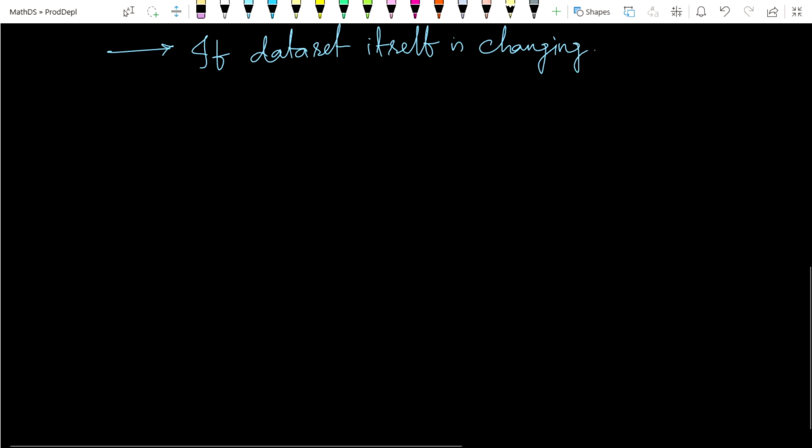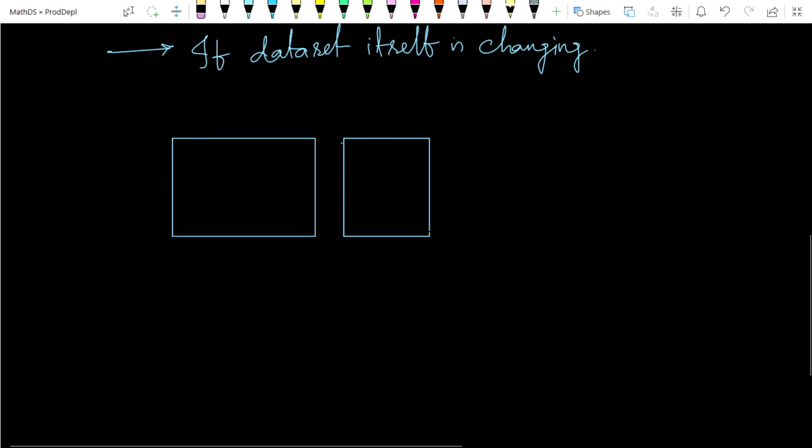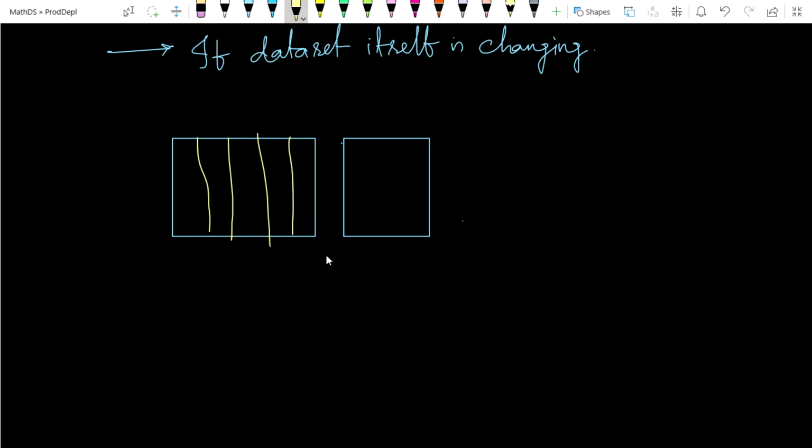Suppose these are the data sets up to D10, and these are the data sets from D11 onwards. Suppose this is D9 and this is D10, this is D11, like that. This is D11, D10 data, D9 data, D8 data, D7 data, D6 data. These are the data sets, and using these data sets we have built our model M10.